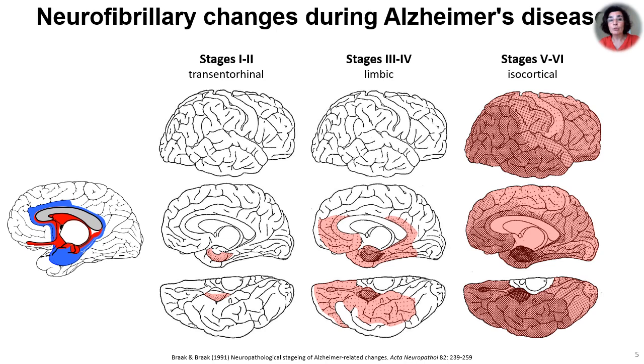Stages 1 and 2 show alterations which are virtually confined to a single layer of the transentorhinal region. And the key characteristics of stages 3 and 4 is the severe involvement of the entorhinal and transentorhinal layer pre-alpha, whereas by stages 5 and 6, the destruction of the isocortex is the most prominent.